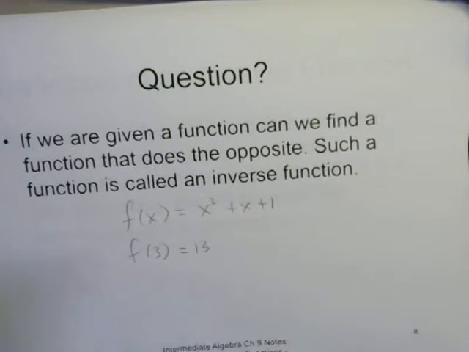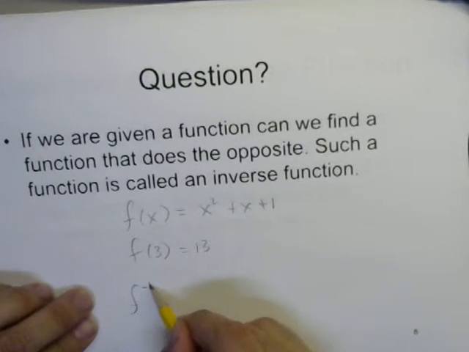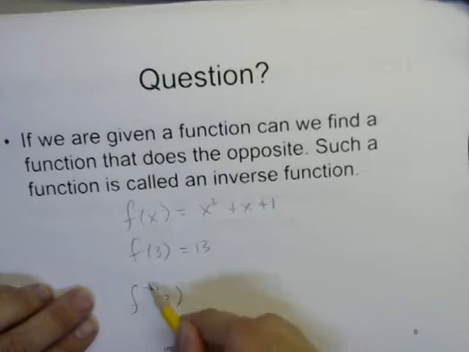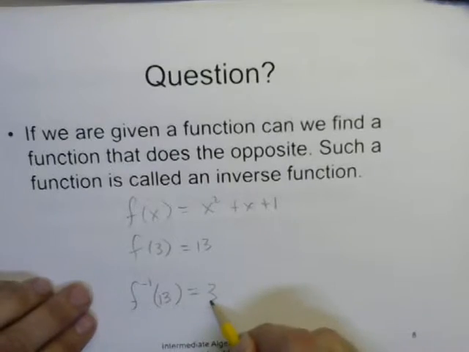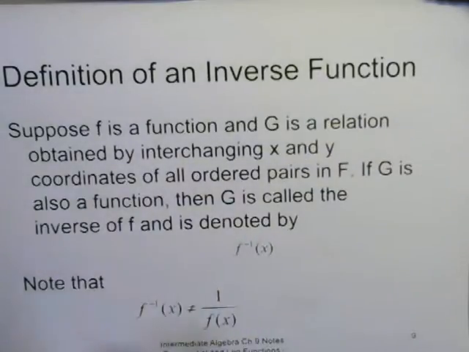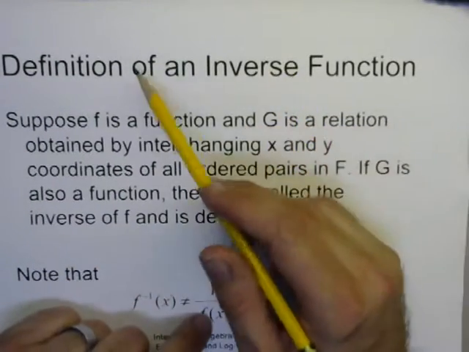So what you would want the opposite function to do, and the notation we're going to use for the opposite function is the little inverse here. Now that doesn't necessarily mean 1 over, so be careful. But that means we want to find the function that would send 13 back to 3. So can we find a function that does the opposite of a given function? Some of these will be sort of obvious. But let's talk about the notation here.